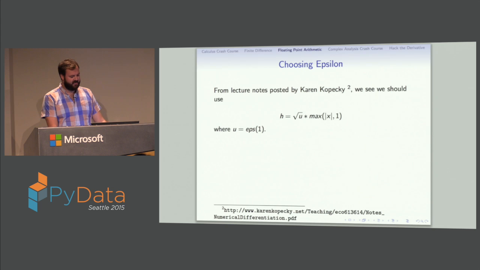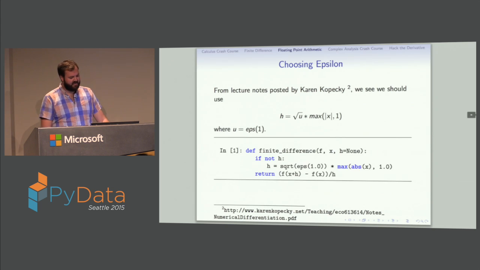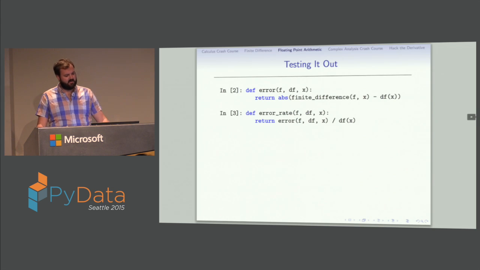The math seems solid. So if we implement that in our finite difference method, we can now basically just not pass an h into this function and it will compute it for you. So we can test that out. To test that out, I've written a couple more functions. One just tells me, hey, what's the error? To test this out, we obviously have to have the function, and we need to know what the derivative is. So we just plug those in and subtract them, and that's the error. And then we can divide that by what the derivative actually is to get sort of an error rate.